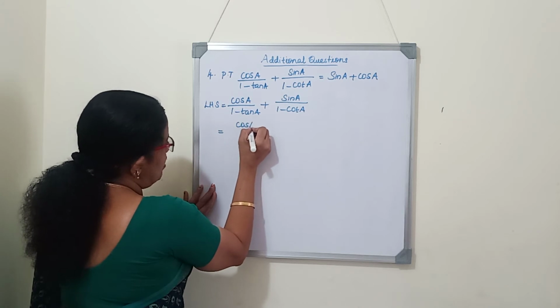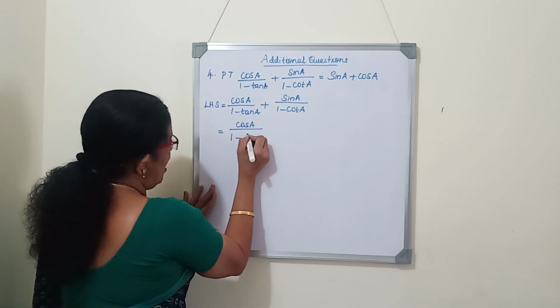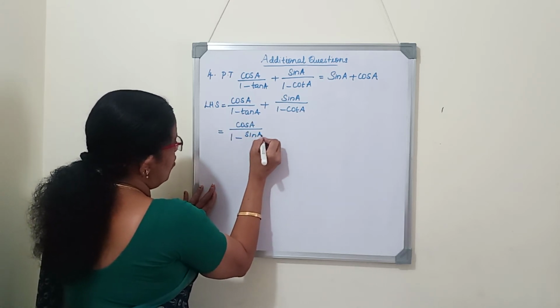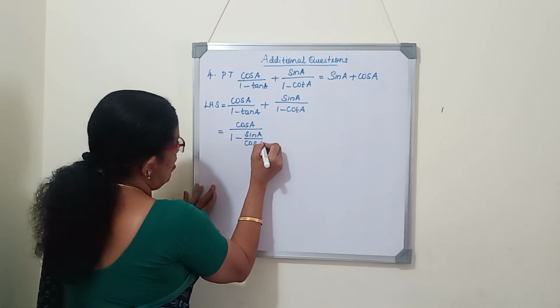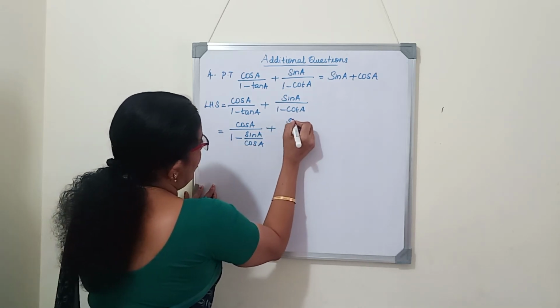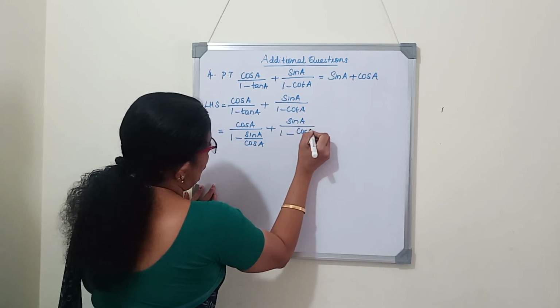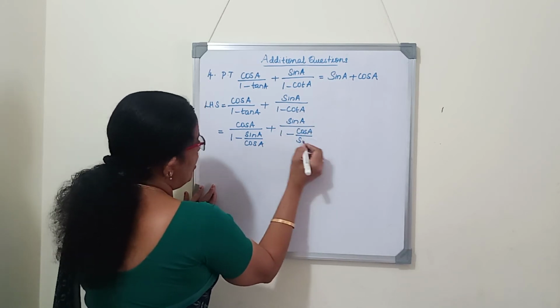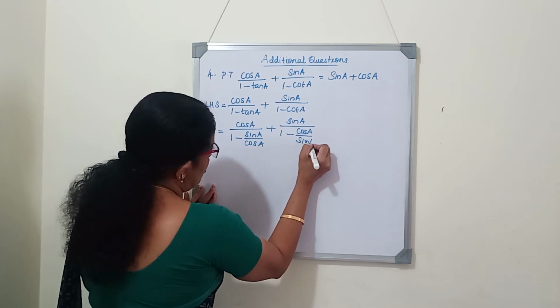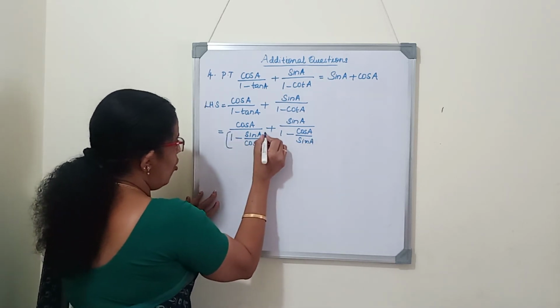Cos A we will write as it is. 1 minus tan A we will write as 1 minus sin A by cos A. Plus sin A by 1 minus cot A, we will write as 1 minus cos A by sin A. Only tan and cot we will change. So now this is the denominator.